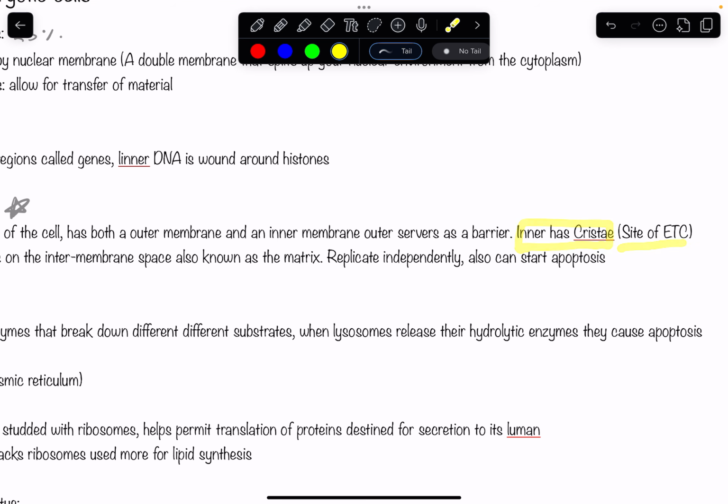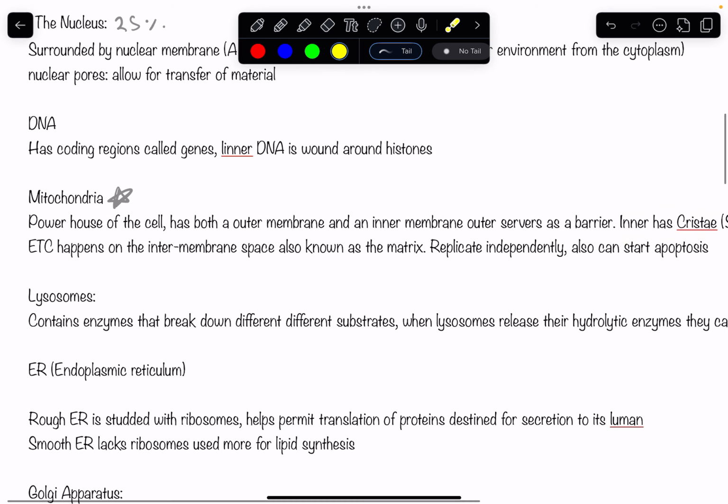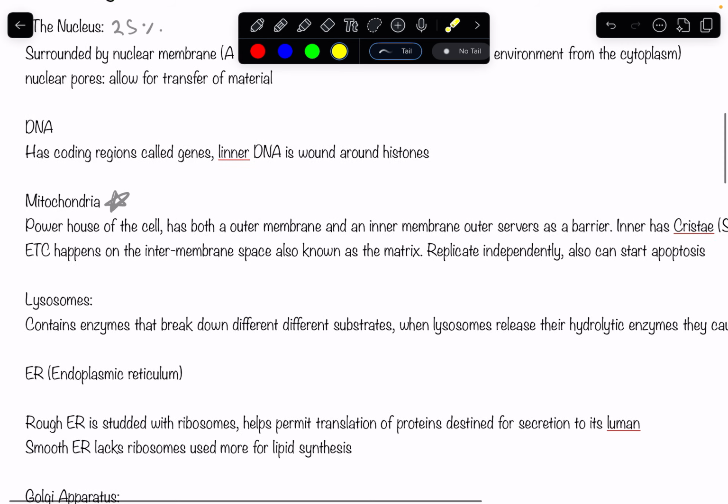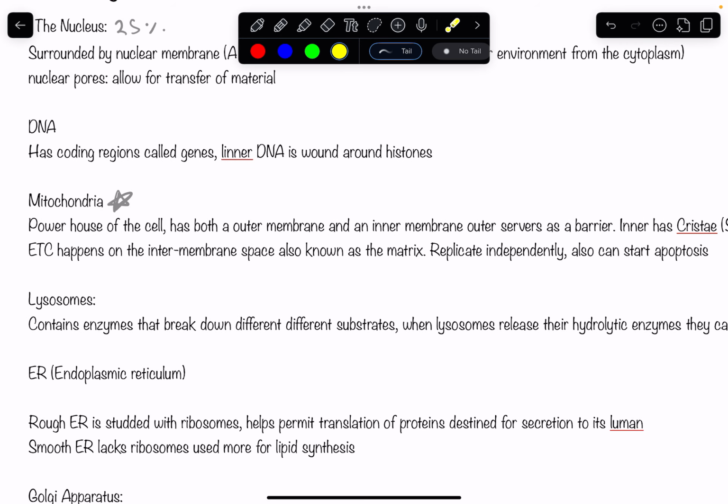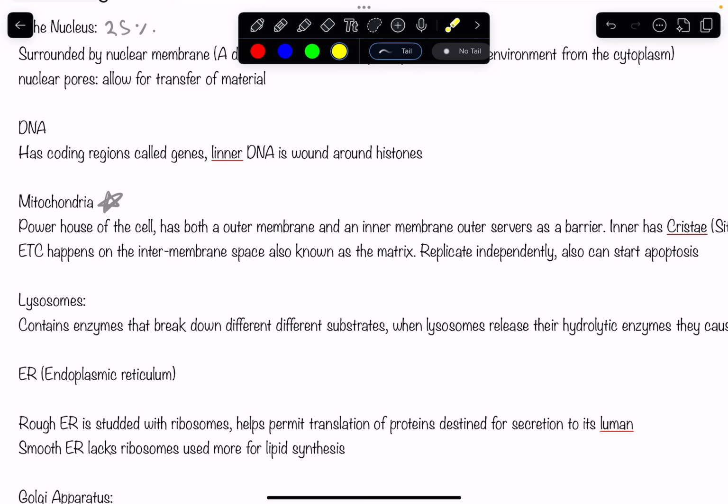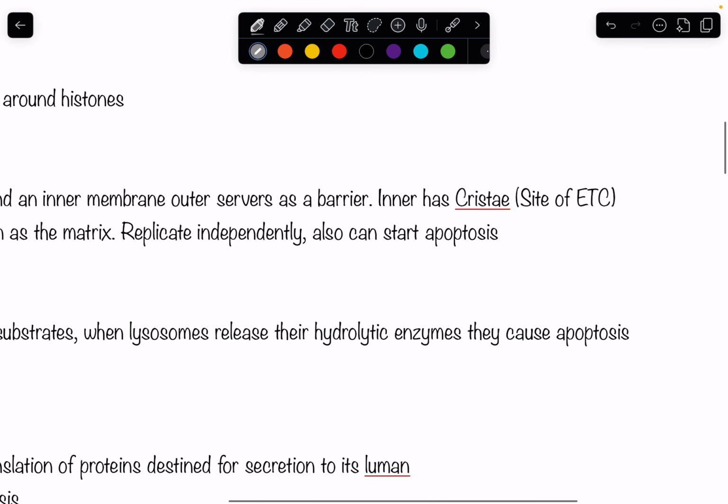Cristae is the site of the electron transport chain. The electron transport chain happens in the intermembrane space. Again, the space of the cristae, known as the mitochondrial matrix. Okay. And again, there's a lot more detail that we're going to get into, but just foundation. You need to know that they replicate independently and it can also start apoptosis, which is what we call cell death. Okay. Just a fancy way of saying cell death.